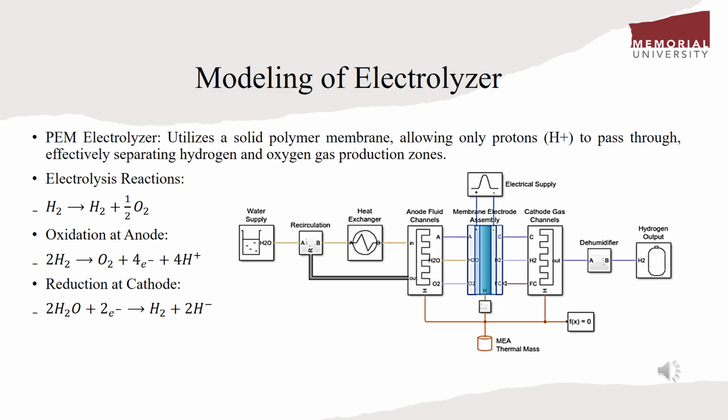During electrolysis, water is split into oxygen and hydrogen gases. The anode side handles oxidation, where hydrogen molecules lose electrons and release protons. These protons then move across the membrane to the cathode, where they combine with the electrons to form pure hydrogen gas. This model helps us visualize the full electrochemical process, including heat exchange, gas separation, and dehumidification steps.